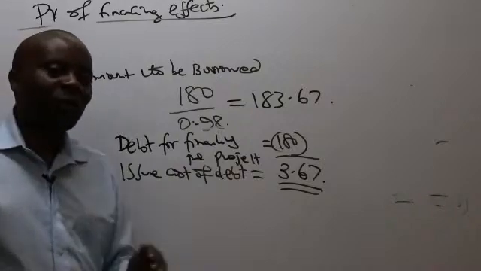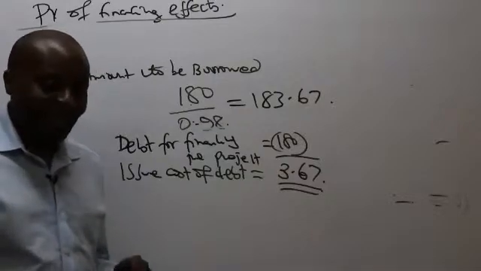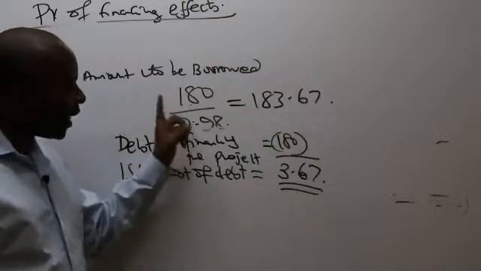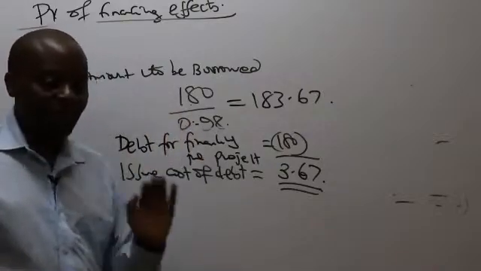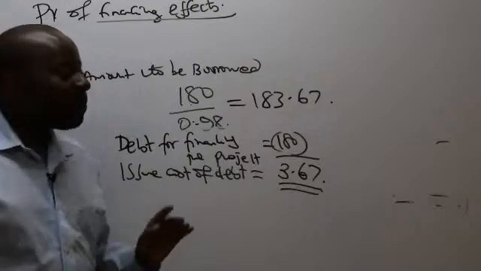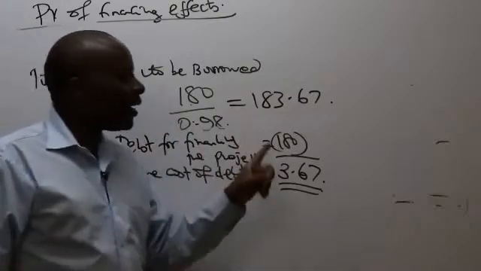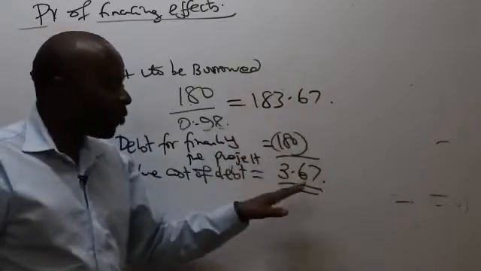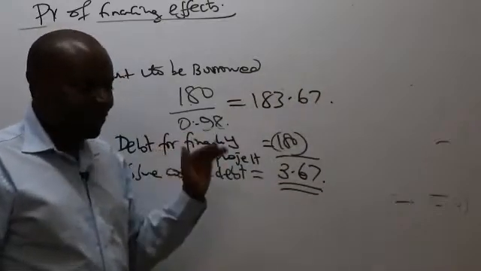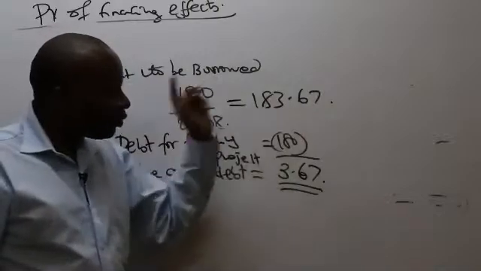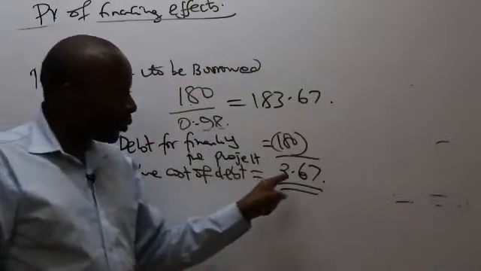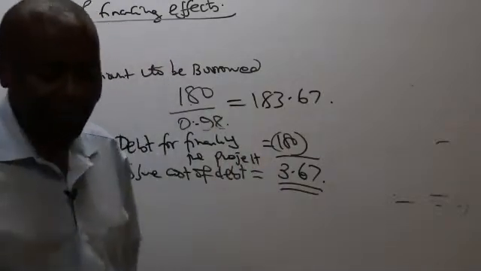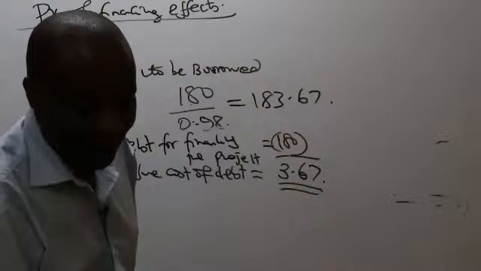Somebody may say that issue cost is 2% of 180. If you say 2% of 180, no. You'll get exactly 3.6. But if you say 2% of this amount, 2% of 183.67, allowing for rounding off errors, it should give us 3.66 or 3.67. Just try that, you will see. It's magic.